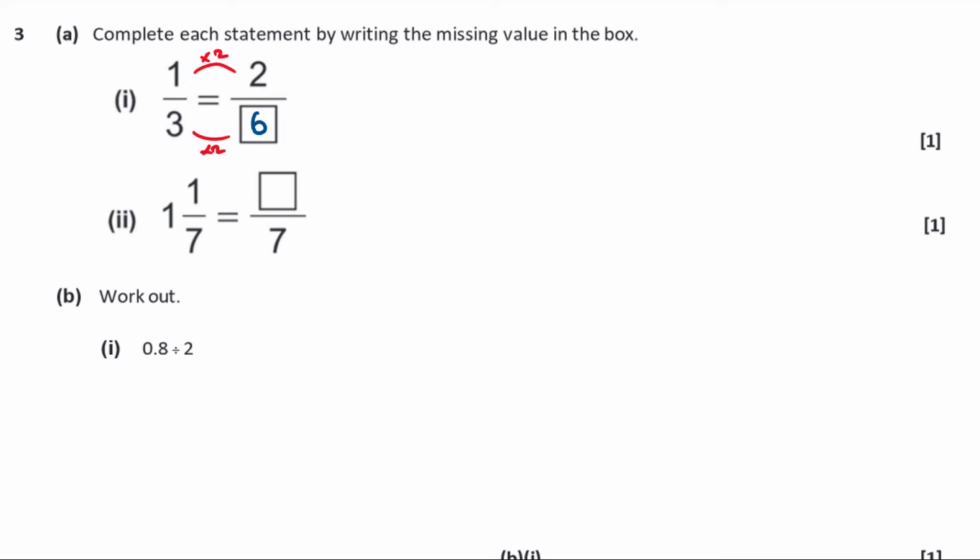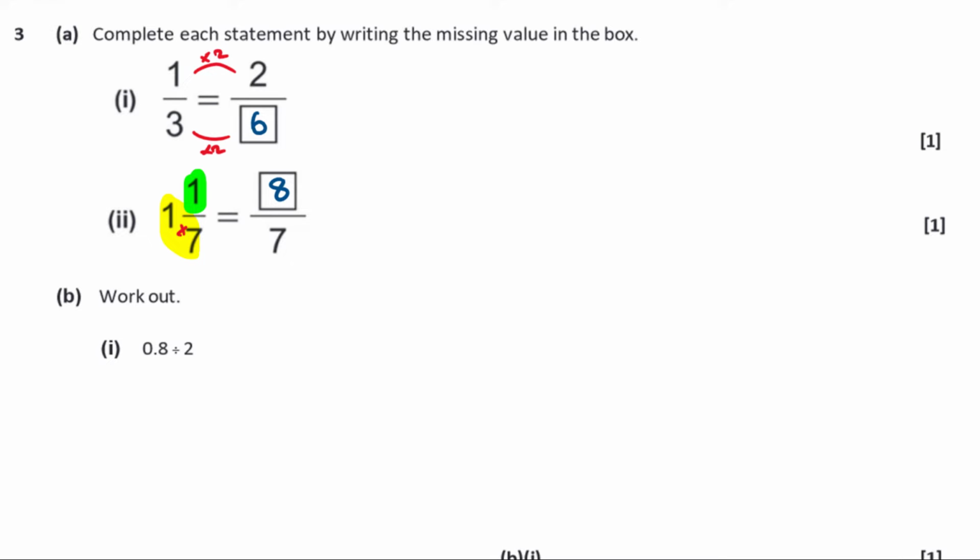Part 2, 1 and 1/7 is how many sevenths? Well, the easiest way to do this is to take these two numbers here and multiply them first. So 1 times 7 is 7, and then you add this one on the top here. So that's going to give me 8 sevenths.